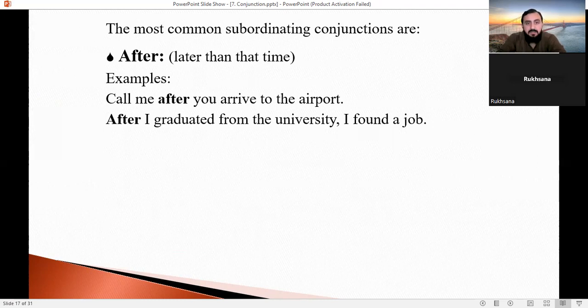In the first sentence, we used "after" in the middle, so there is no need to use a comma. In the second sentence, we use the after clause, or subordinate clause, or dependent clause first, so we have used a comma in the middle to separate them.